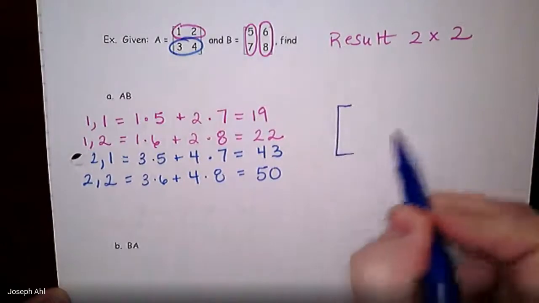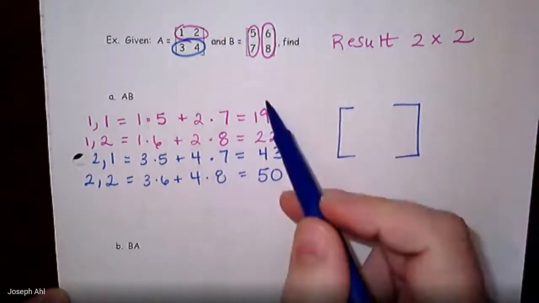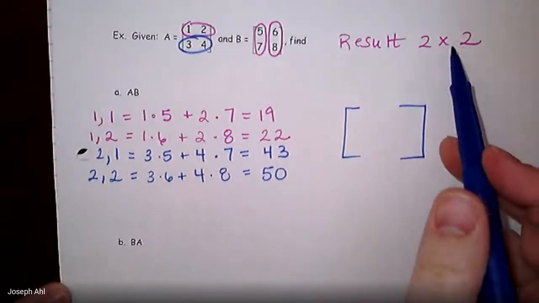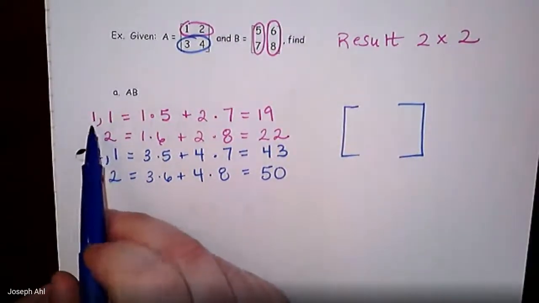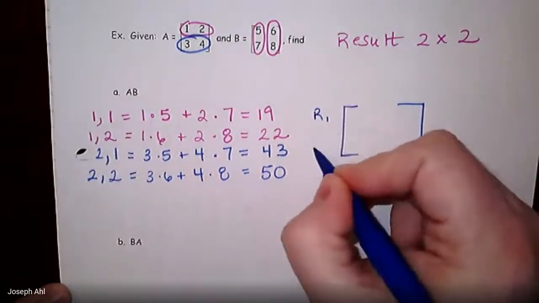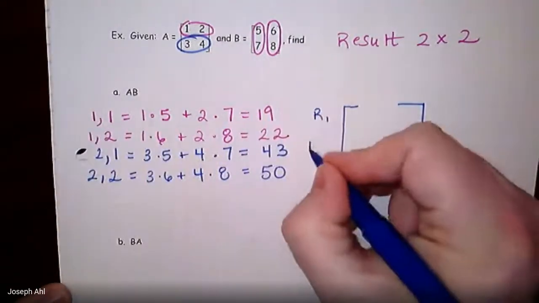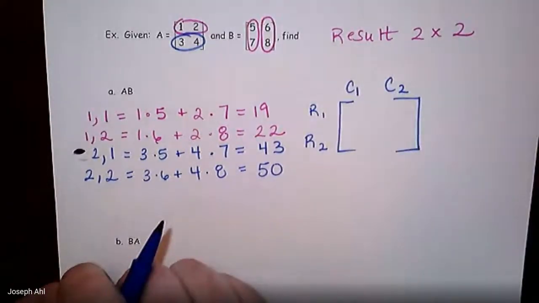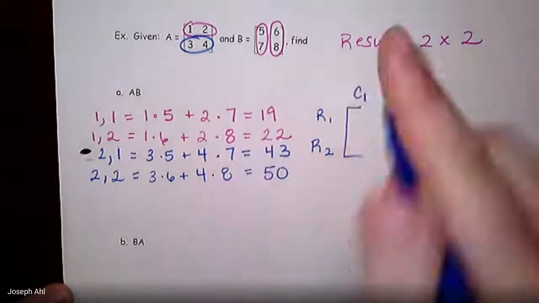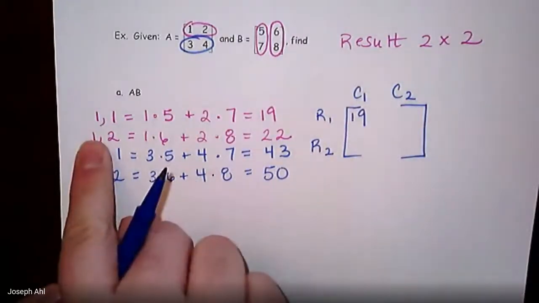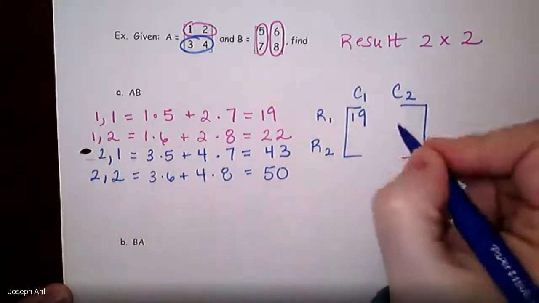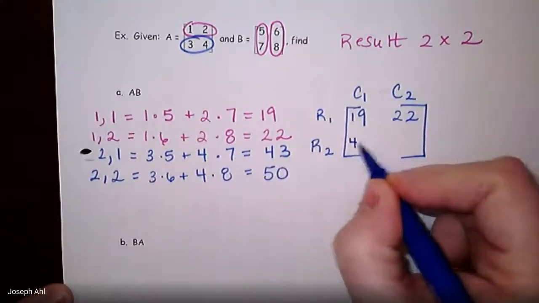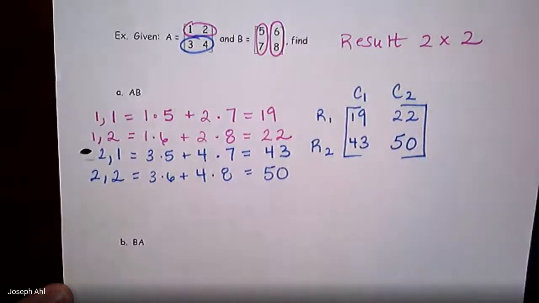So altogether, I now have to figure out where those numbers go in this 2x2 resulting square matrix. And since I've organized it the way I have, the nice thing is that it tells you exactly where to put those elements. If you label row 1 and row 2 here, column 1 and column 2 there, row 1, column 1 is a 19. And then row 1 with column 2 should be 22. And then these elements are just going to go in the second row, 43 and 50, and that's what the product would be.